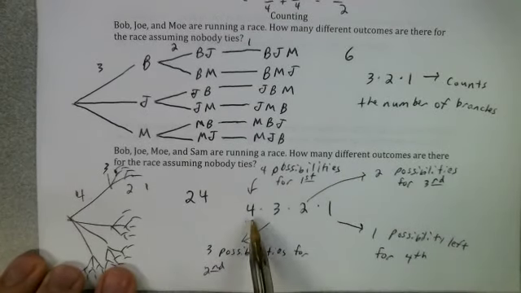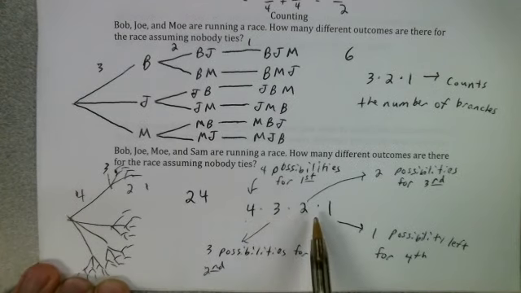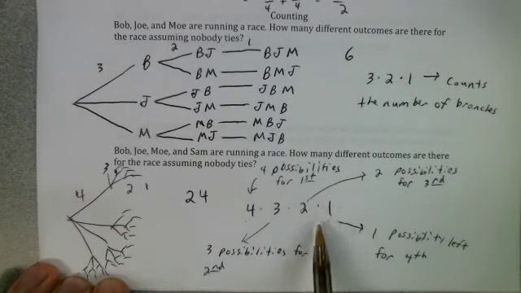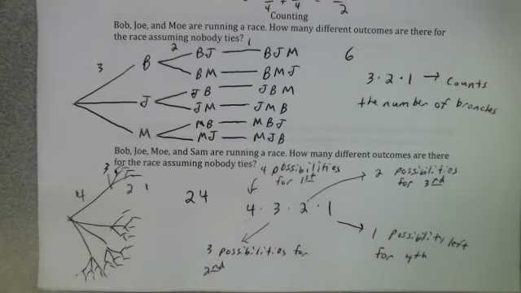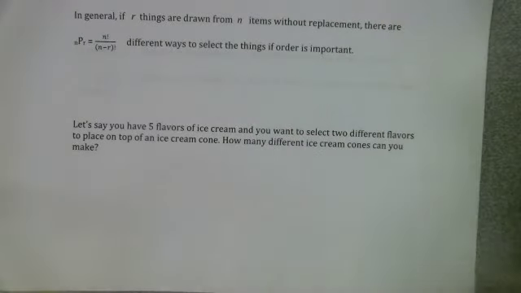So 4 choices for first place. Once you've made your selection, there are 3 possibilities left for 2nd place. Once you've made that selection, there are 2 possibilities left for 3rd place. Once you've made that selection, the last place is determined. There's only 1 possibility left for last place. So 4 times 3 times 2 times 1 gives you the number of branches, 24. So 24 outcomes are possible.